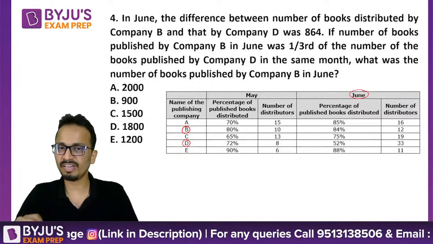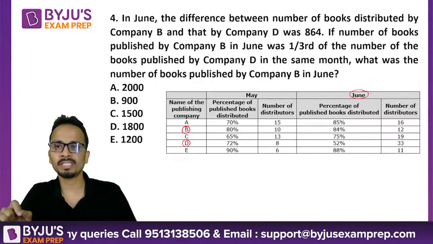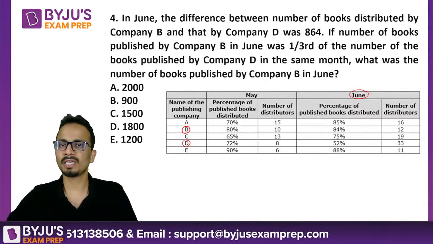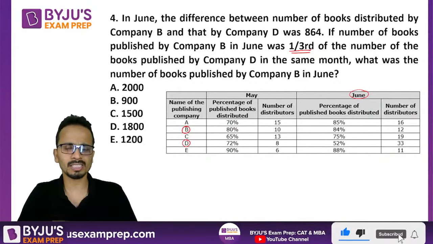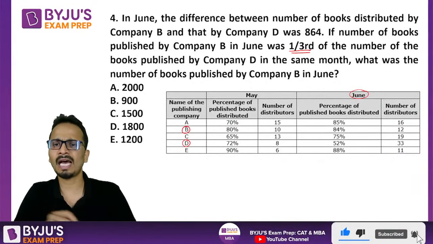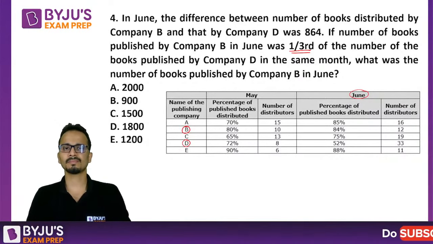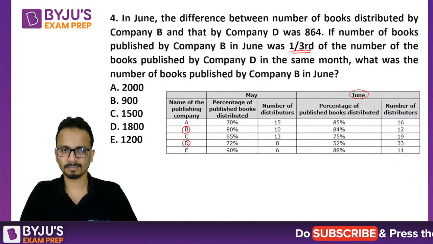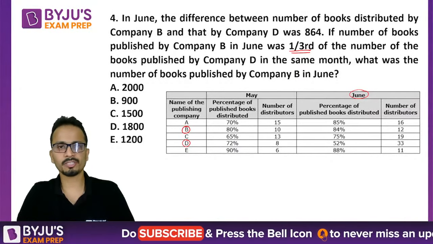So again, a very simple question. Start by assuming the number of books published by B and D. The relation is given between the number of books published by these two companies. You can assume the appropriate values and do the calculations. Be a little more careful with this question.